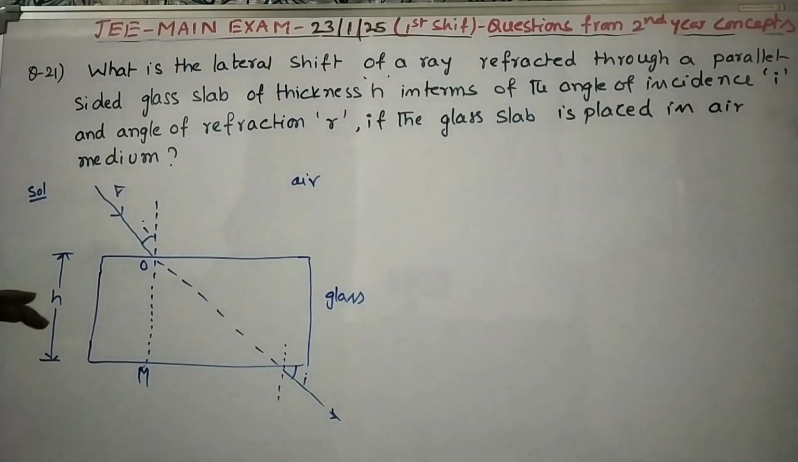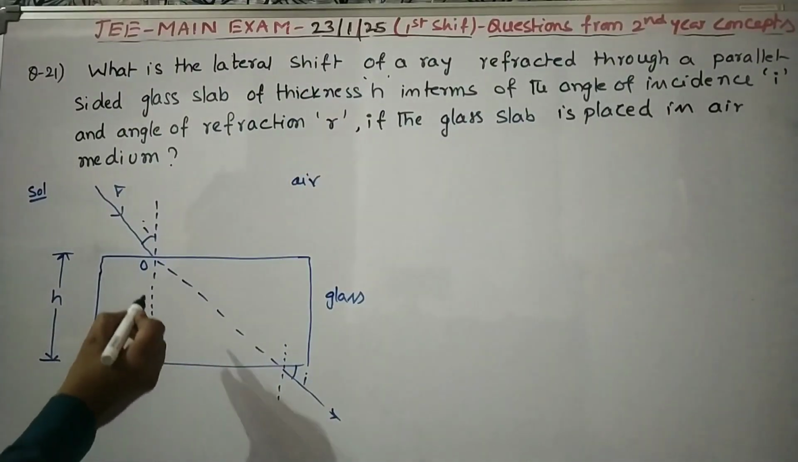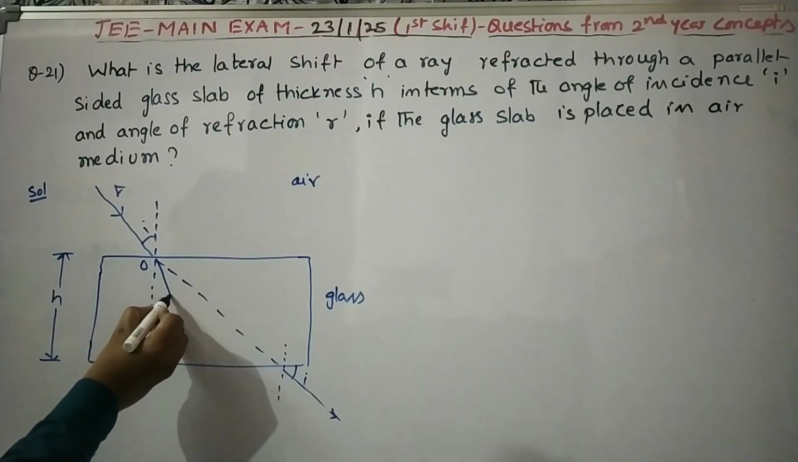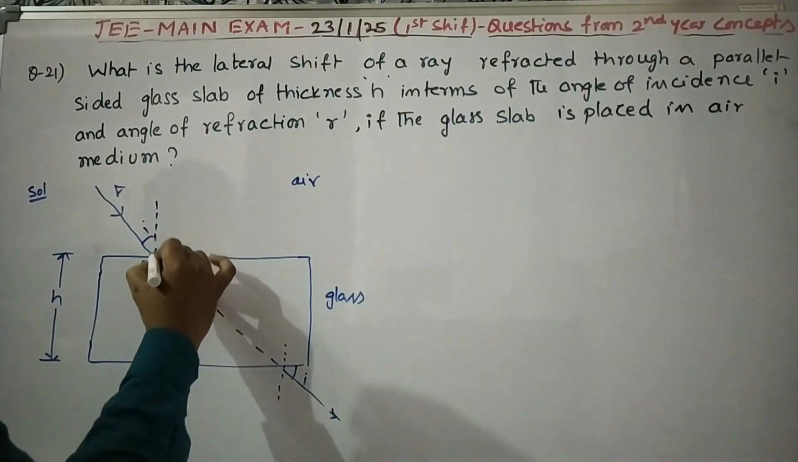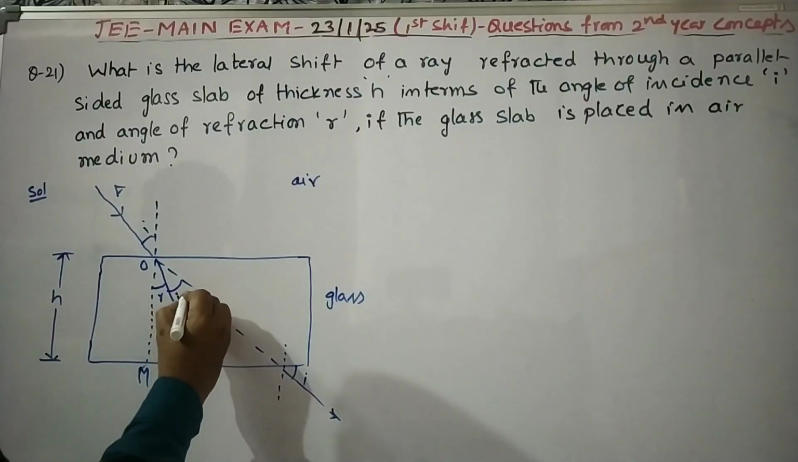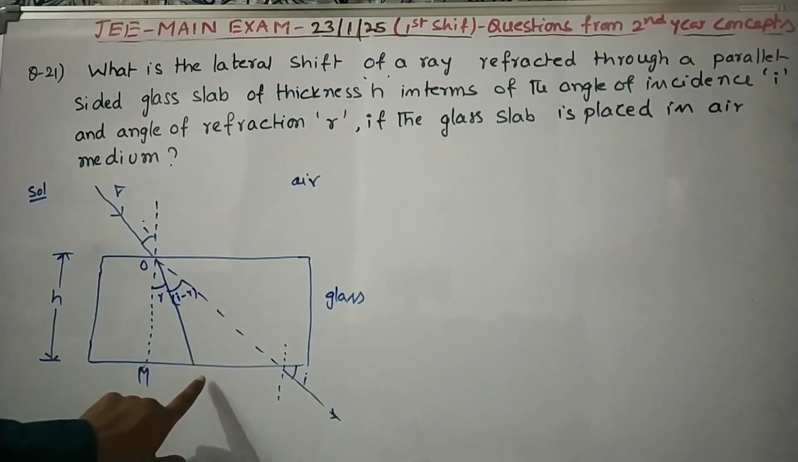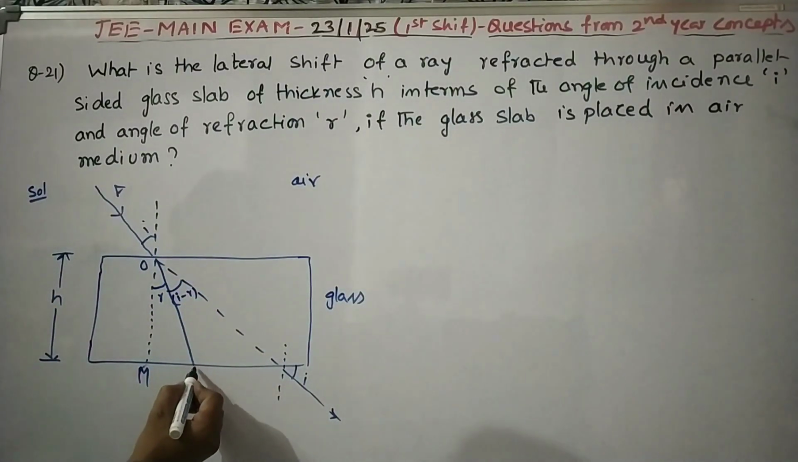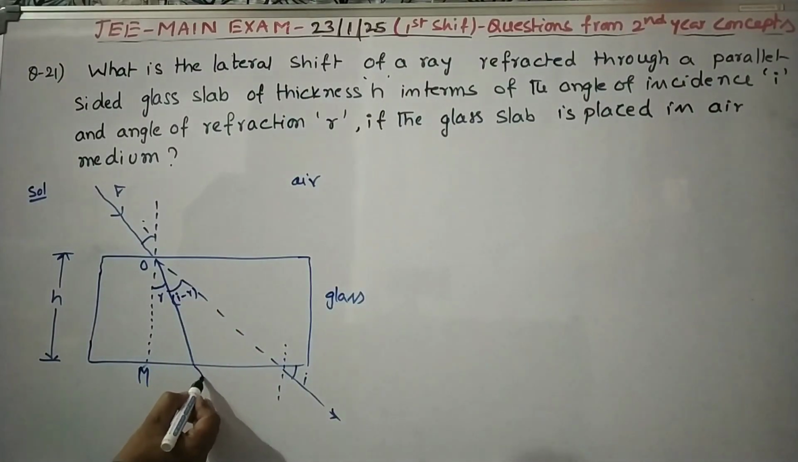Now what happens due to the presence of the glass slab? The light ray is traveling from a rarer medium to a denser medium, so it bends towards the normal due to the decrease in velocity. So the light ray gets refracted. This is what I call r. This is i, this is r, then this is equal to i minus r. It intersects at some point on this glass-air interface. Then again it travels from a denser medium to a rarer medium, so it bends away from the normal. This light ray is called the emergent light ray.